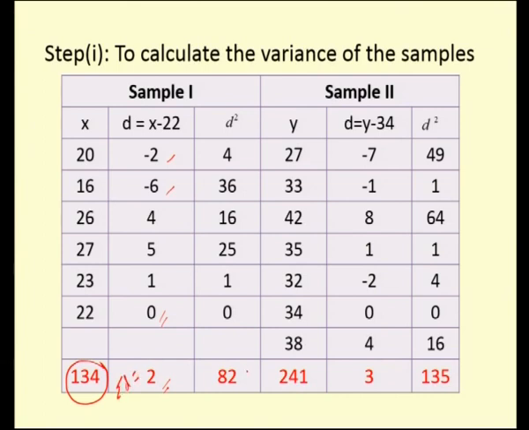Square it out, therefore you will get d squared. Minus 2 the whole square will give you 4, minus 6 the whole square is equal to 36. Proceeding in a similar manner, you will get your summation of d squared, which is equal to 82.